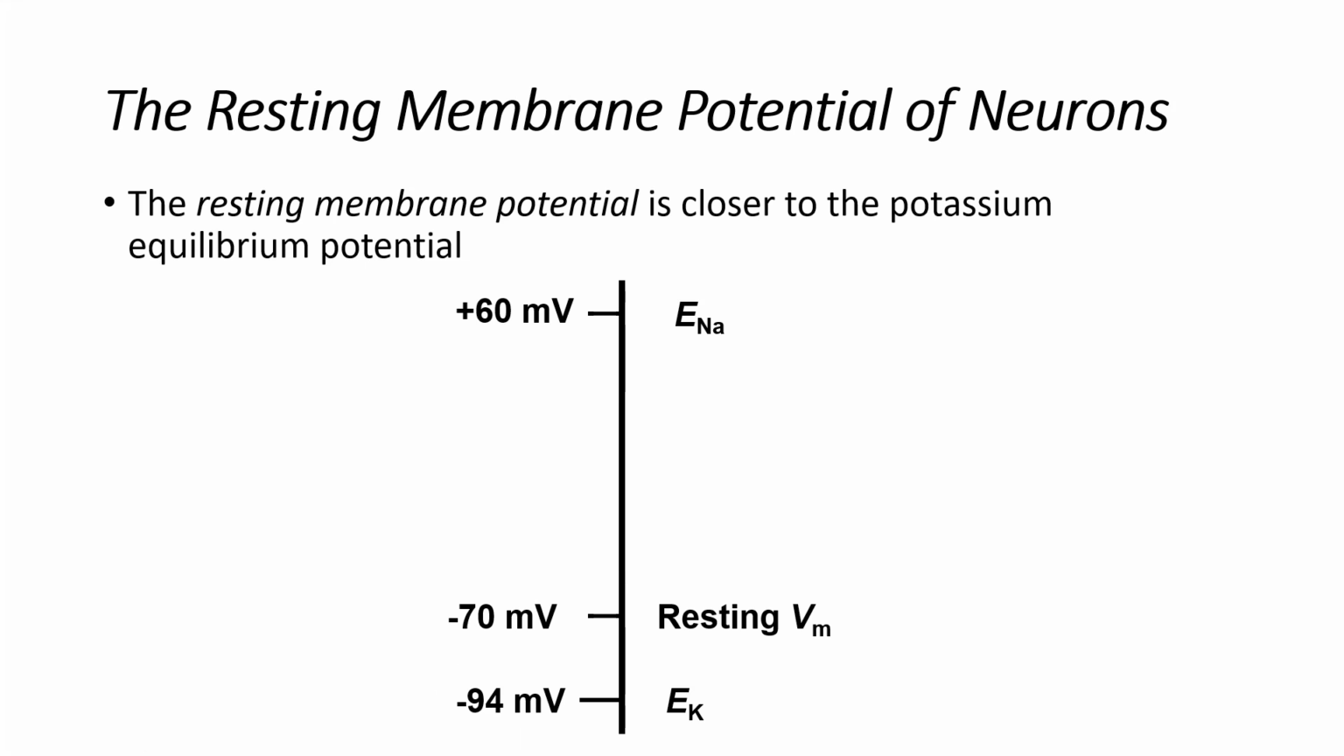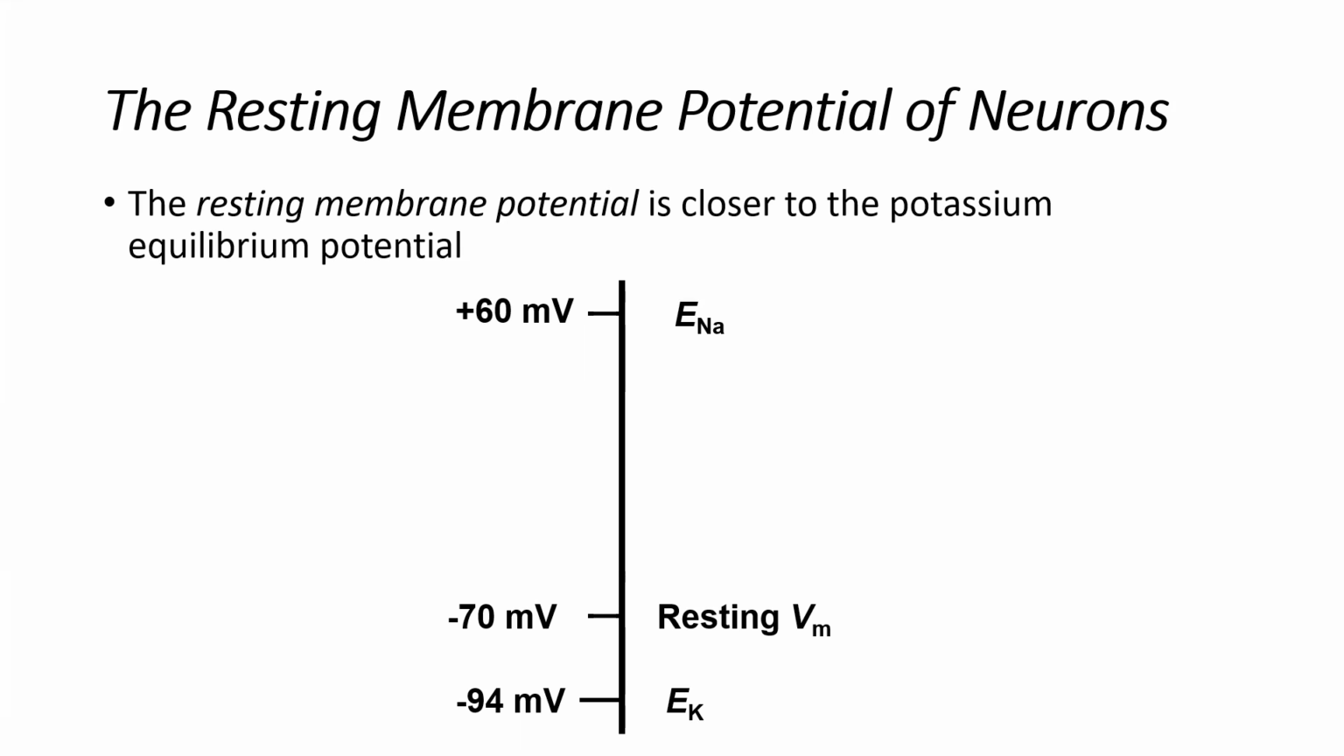from that negative 70. On the other hand, sodium has an equilibrium potential of positive 60, which is really positive, and it's also really far away from the resting membrane potential. So when the cell is at rest, sodium is going to want to move in an attempt to approach that positive 60. So it's going to be moving into the cell.